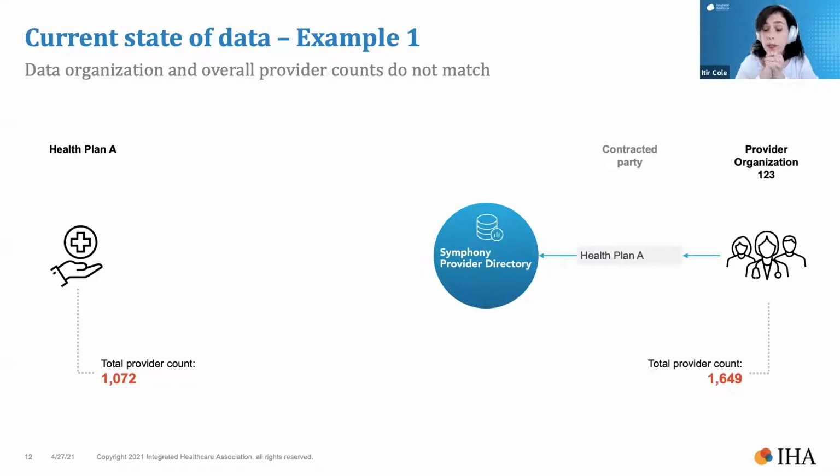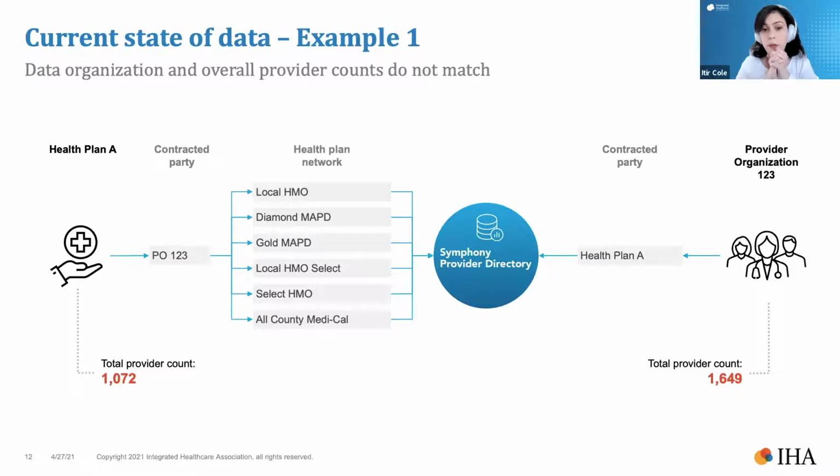Now when the provider organization shares this data with us, all they tell us is, I have a contract with Health Plan A, and there are this many providers in that contract. However, on the health plan side, when we look at how they share the data with us, they tell us, yes, I have a contract with provider organization 123, and here's how I organize that data in my system. Right, so the health plan has defined these proprietary networks of how those providers line up.